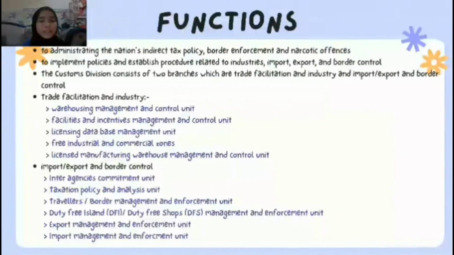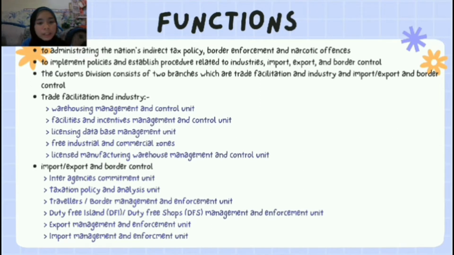So next is functions of the Royal Malaysian Customs Department, also known as RMCD. The Malaysian Customs Department is a Malaysian government agency which is responsible for administrating the nation's tax, indirect tax policy, border enforcement, and narcotic offences. Besides that, it is to implement policies and establish procedures related to industries, import, export, and border control. So, as we can see, custom division can be divided into two categories.